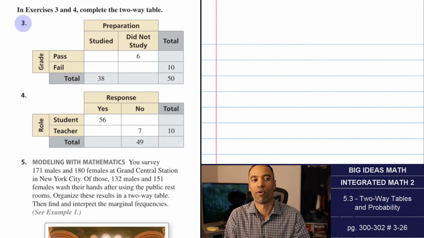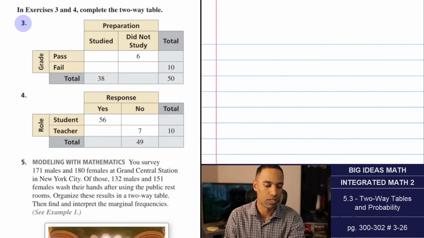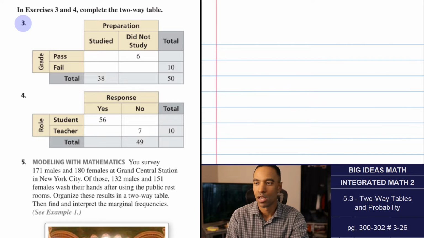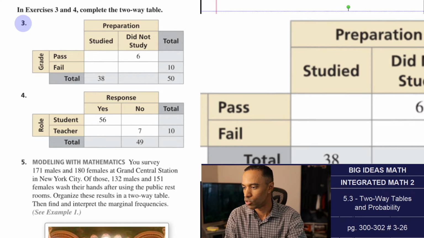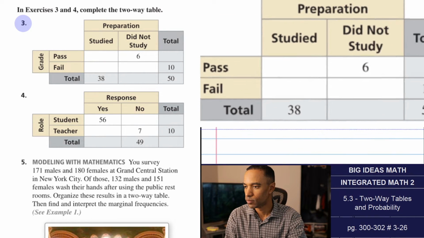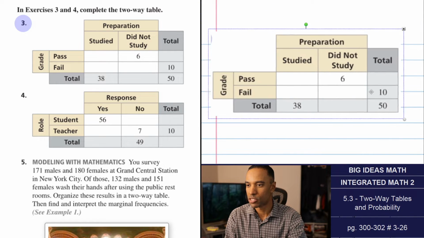In exercises 3 and 4, complete the two-way table. So it's best that I really do a copy and paste. I'll leave the blank one on that side because I'm going to write on this side over here. But number 3, we're going to do that. All right, complete the two-way table, guys. It's all about the totals.